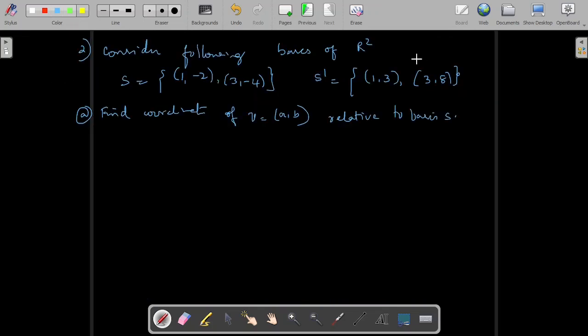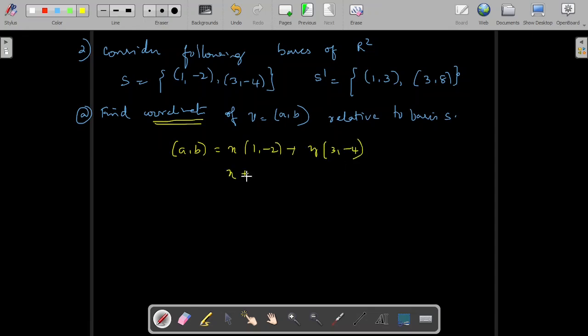See the next question. Consider the following bases of R square. Two bases are given. Now no standard basis, two bases are different bases. You have the first question here. Find the coordinates of v equal to (a, b) relative to the basis. Yes, first we have to get the coordinate vector of this vector. This vector is in our standard coordinate system. Now there are two new coordinate systems, one is S and another is S dash. Now we have to find coordinates of this vector relative to the basis S, yes, means this vector is written as a linear combination of (1, -2) and (3, -4).